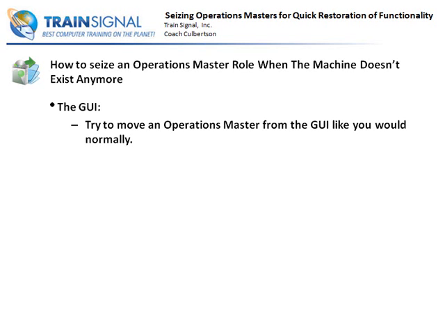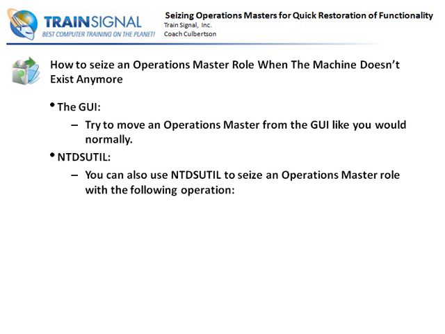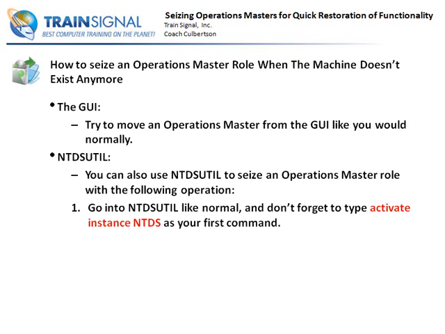But when you try to move an operations master from another machine that doesn't exist anymore, it's going to get angry with you. We'll see what that looks like. And then we can also change the operations master roles using ntdsutil. This is a command line option we've been looking at in a couple of videos here, and we can also seize the role with this operation. Of course, we're going to go into ntdsutil like we would normally, and I've already shown you how to do that.